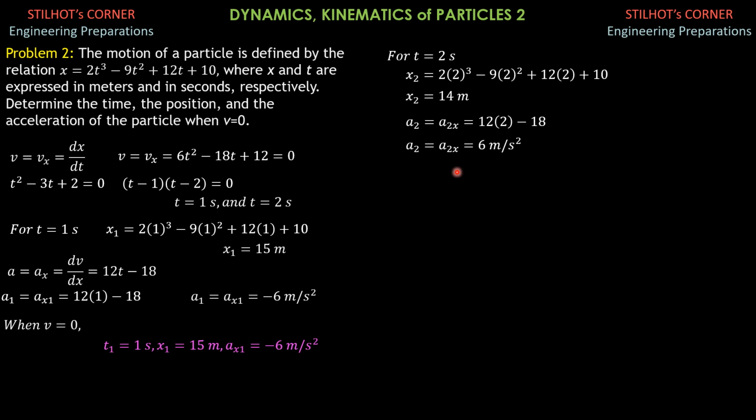So the second set of answers for this problem would be: the particle is at rest, velocity is 0, t sub 2 is 2 seconds, x sub 2 is 14 meters, and the acceleration a sub 2x is 6 meters per second square.